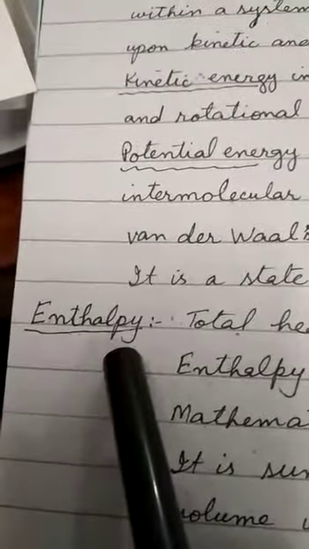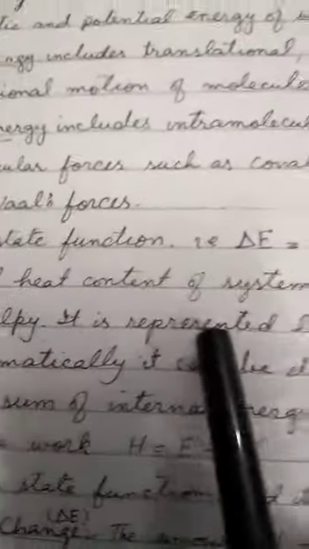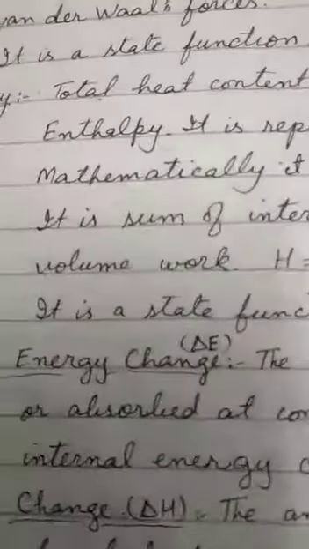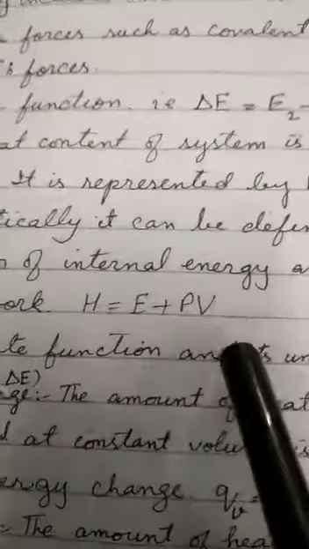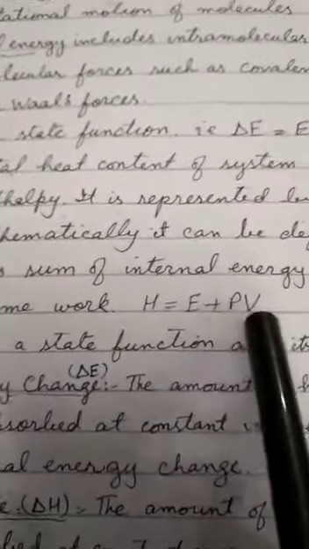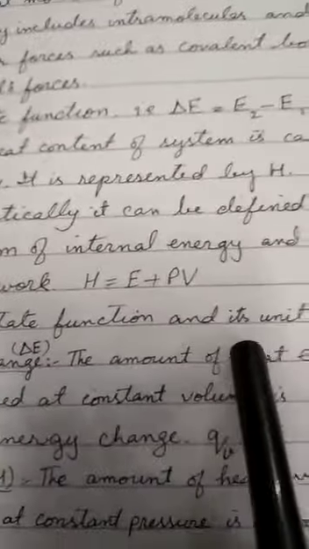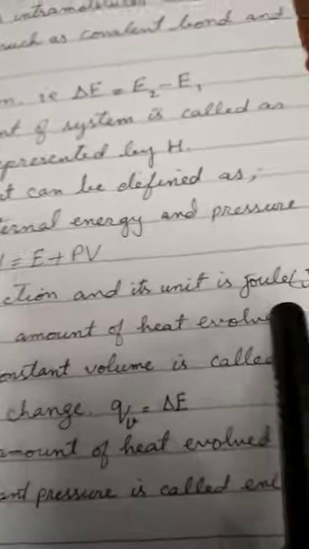Next is the enthalpy. Total heat content of the system is called enthalpy. It is represented by capital H, and mathematically it can be defined as the sum of the internal energy and the pressure volume work. H is equal to E plus PV. It is a state function and its unit is joule.